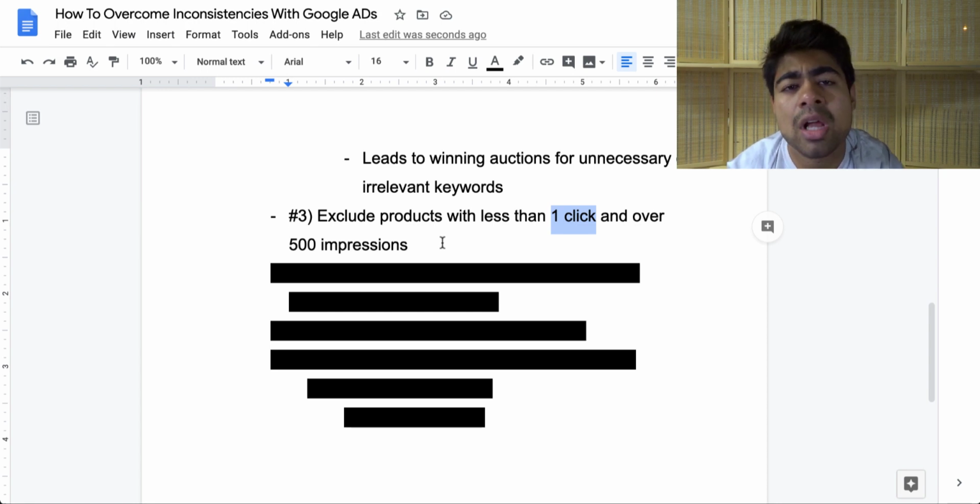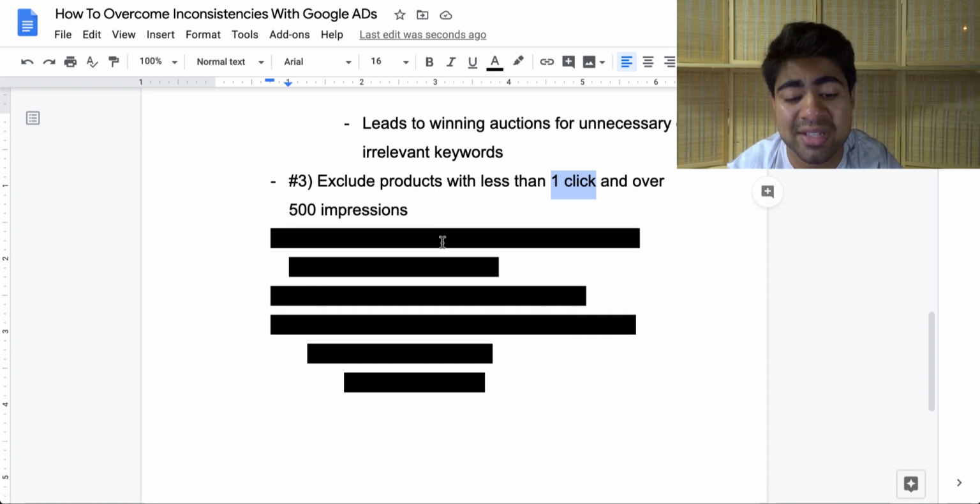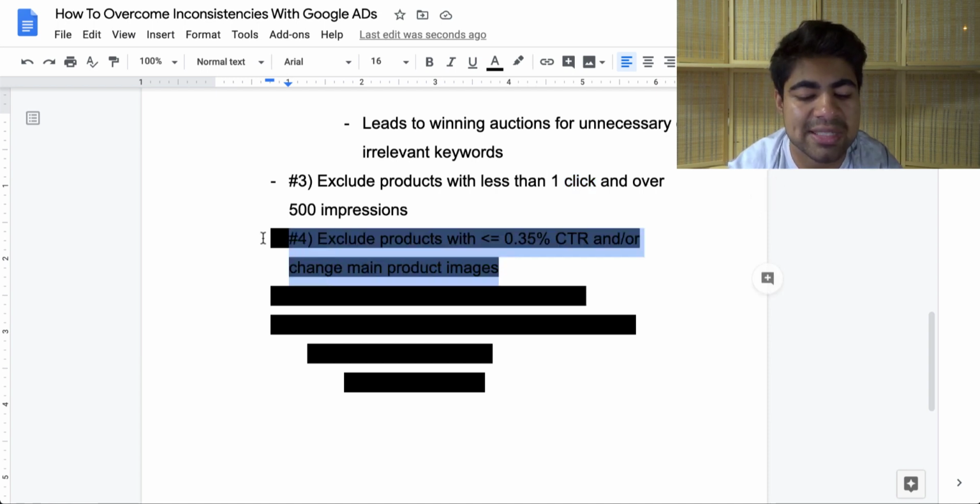It's going to lead to much lower amount of inconsistencies so that your ad campaigns don't spend unnecessary money, because when it spends unnecessary money on these products, it's wasting the money that could be spent on the winning products, which is again going to lead to inconsistency. So that's an easy number 3.